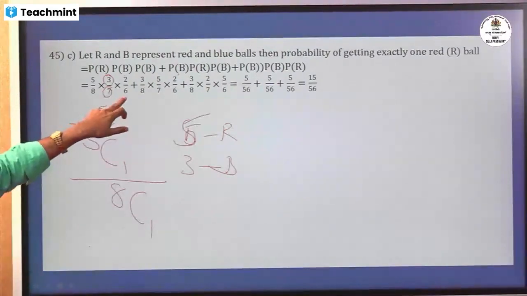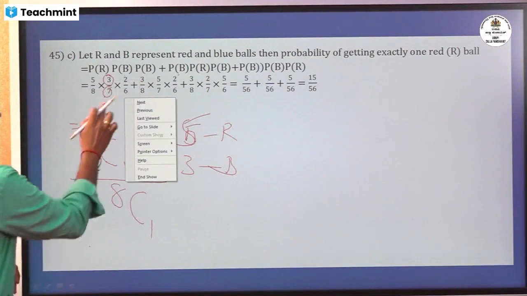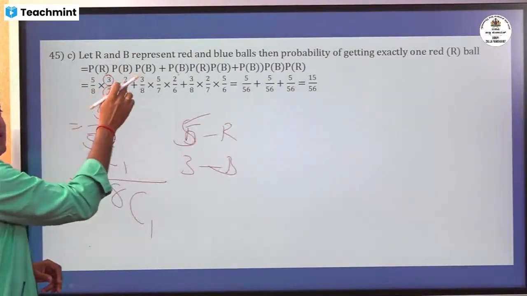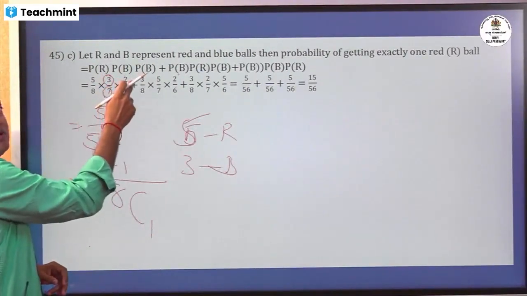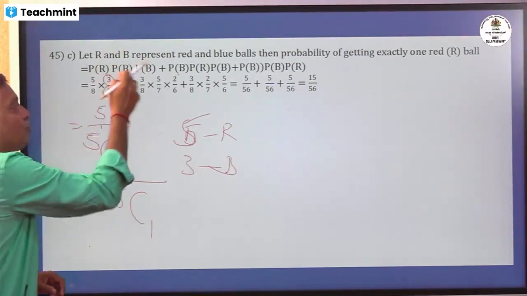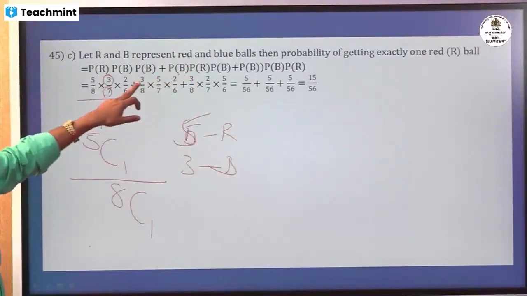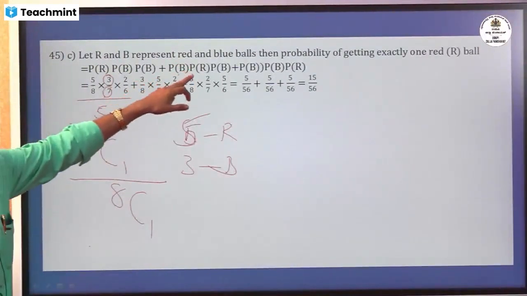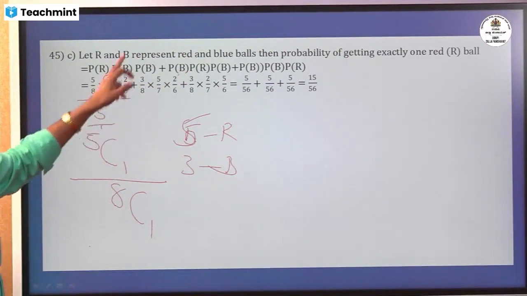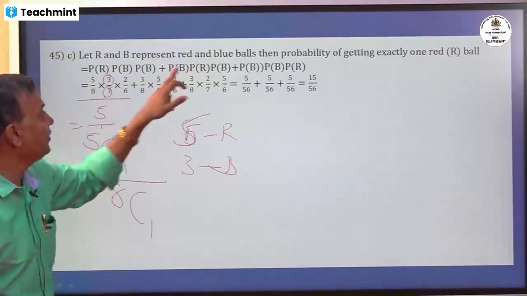So we have left only 2 balls left out. We have remaining only 6 balls. Among 6, 1 blue ball you have already drawn, you have remaining 2. So 2C1 by 6C1, that is 2 by 6. This is the first one. Similarly second, probability of red ball 3 by 8, into probability of blue 5 by 7, into probability of red 2 by 6.